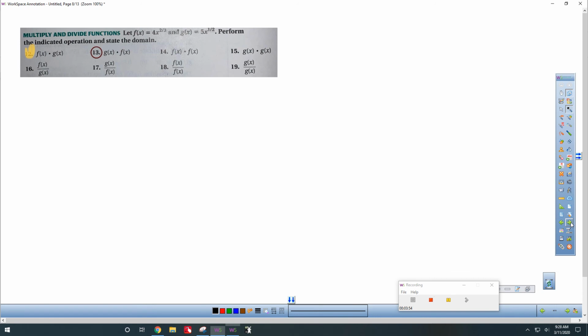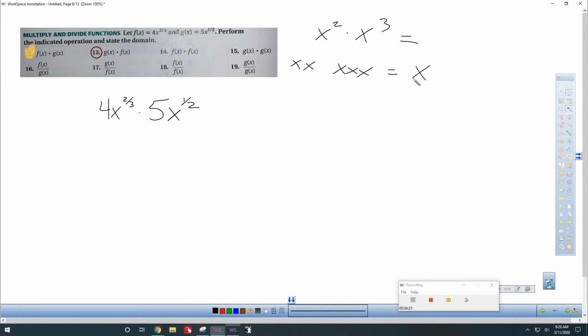Alright. This is just very similar, but we're multiplying. So f of x times g of x is just 4x to the 2/3 times 5x to the 1/2. A couple things. What's x squared times x cubed? Well, that's x times x, and that's x times x times x. Oh, it's x to the 5th. So now I realize we can just add the exponents.